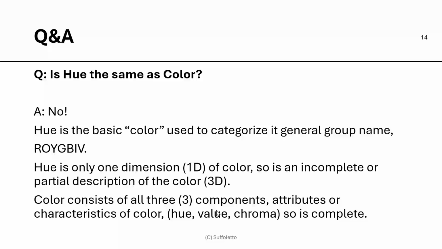Is hue the same as color? No. Hue is the basic color. We use this to categorize its general group names such as red, orange, yellow, green, blue, indigo, violet. Hue is only one dimension of color, so by itself it's incomplete or partial. Color consists of 3 components, attributes, or characteristics. They are hue, value, and chroma, used by Munsell. In colorimetry, we would refer to these as the L star, lightness, darkness, chroma, clean, dirty.